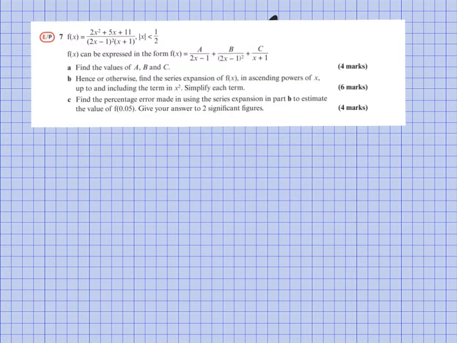Right, we're going to have a look at this question from the textbook. It starts with expanding the question given into partial fractions. So I'm going to start by writing out the question as follows.